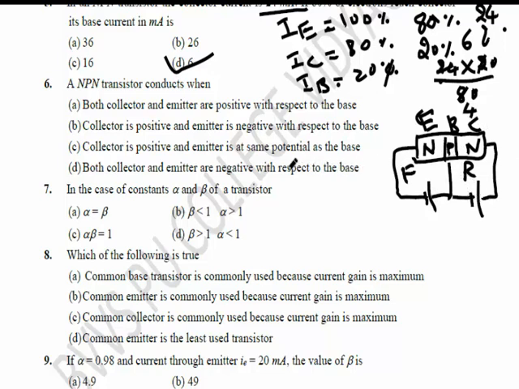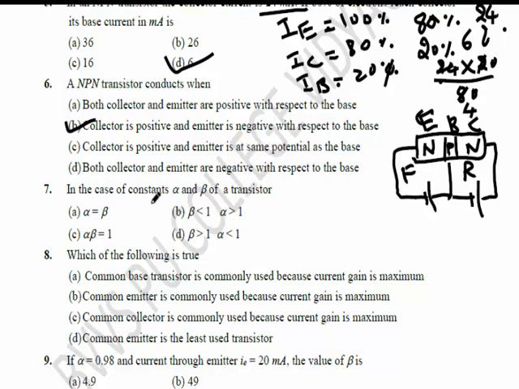So which is the correct option? Collector and emitter both positive is not possible. B, collector is positive, emitter is negative with respect to base. So B is the correct option. 6-1, B.